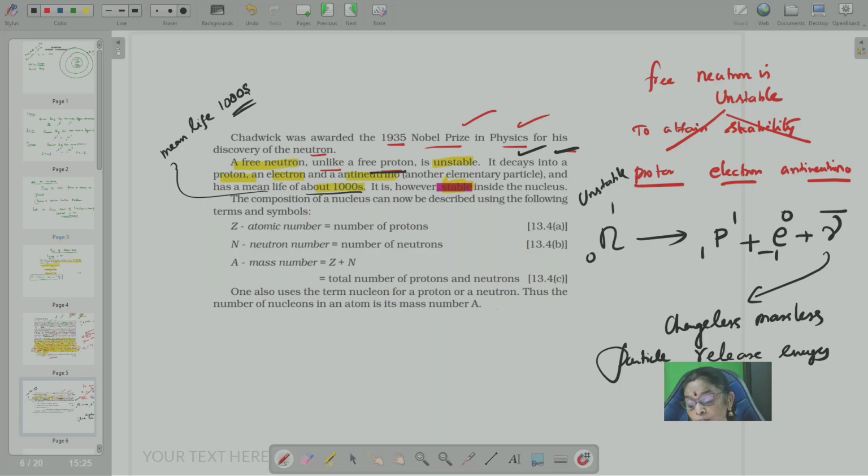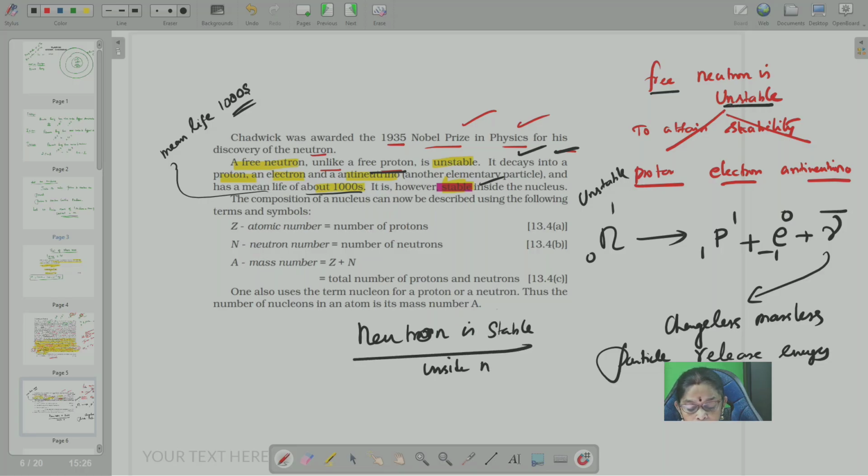After that it vanishes. It is, however, stable inside the nucleus. It is unstable only if it is free. But a neutron is stable inside the nucleus. Where? Inside the nucleus. You got it, children? That is all the learning outcome here.